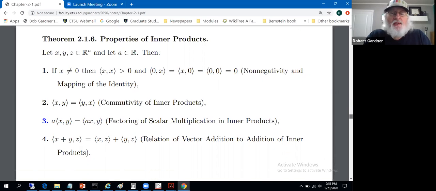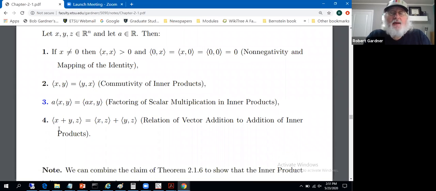And thirdly, we get a relation of vector addition to addition of inner products. We get a linearity here in the first entry. It says the inner product of vector x plus vector y with vector z is the inner product of vector x with vector z plus the inner product of vector y with vector z. Notice the plus sign is very different. On this side of the equation, that plus sign indicates vector addition. On the right-hand side, the plus sign represents addition of real numbers. So in very different settings, same symbol, unfortunately.